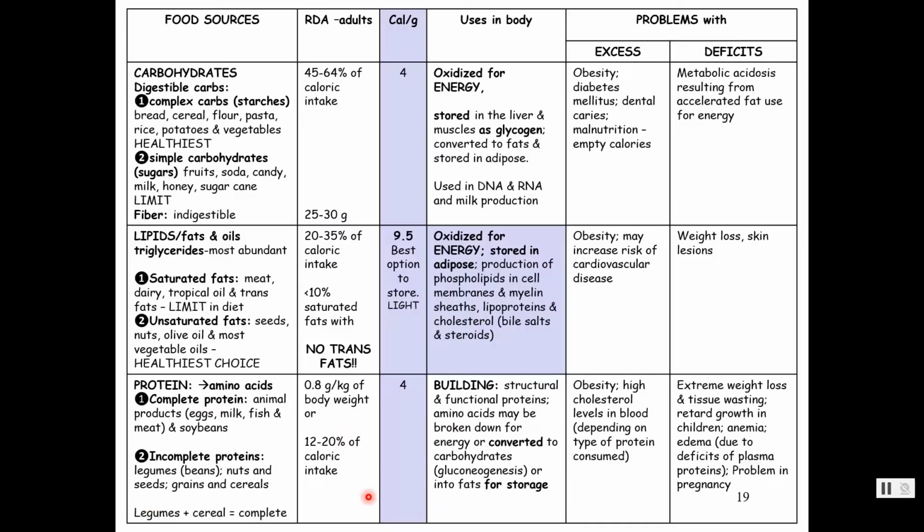All right, so this table highlights just what I said about the calories per gram. You get the most calories per gram from fat, so 9.5. So it's the best option to store because it's light. Let's look at uses in the body. And oh, look, we see fats are oxidized for energy and they're stored in adipose tissue. And like I said, that's because they yield the most calories per gram.